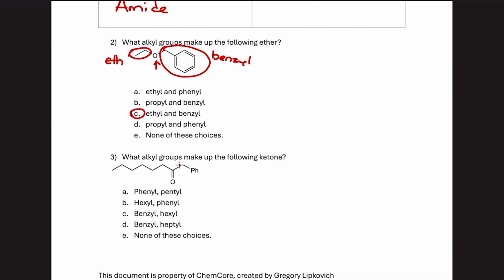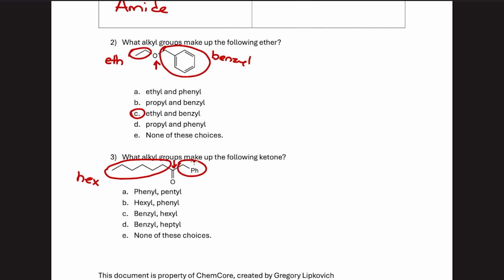What alkyl groups make up the following ketone? Well, first we have to identify that this is the ketone. And so we're pretty much asking what is the alkyl chain on the left and what is the alkyl chain on the right. And so on the left, I see 1, 2, 3, 4, 5, 6 carbons. And so from earlier in this unit, you should know that we give the prefix hex to 6 carbons.